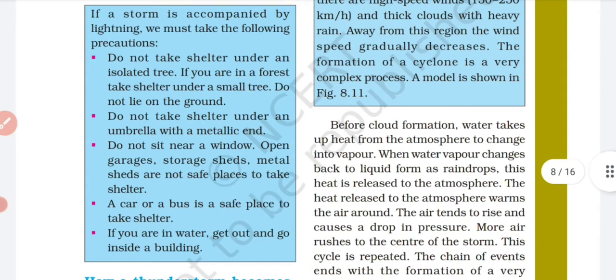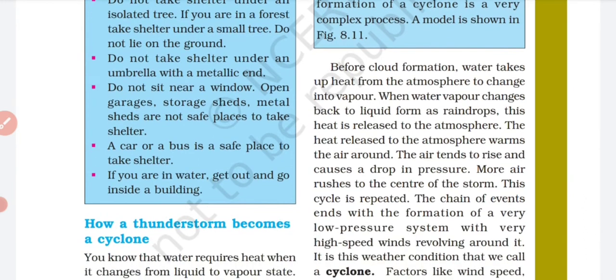So if you are in the house, don't sit near the windows. Open garages, stores, sheds or metal shades are not safe places to take shelter. That means if your shade is made of metal, don't take shelter under that. Now, a car or a bus is a safe place to take shelter. That means if you have a car or any bus or any vehicle, this is the best place to take shelter.